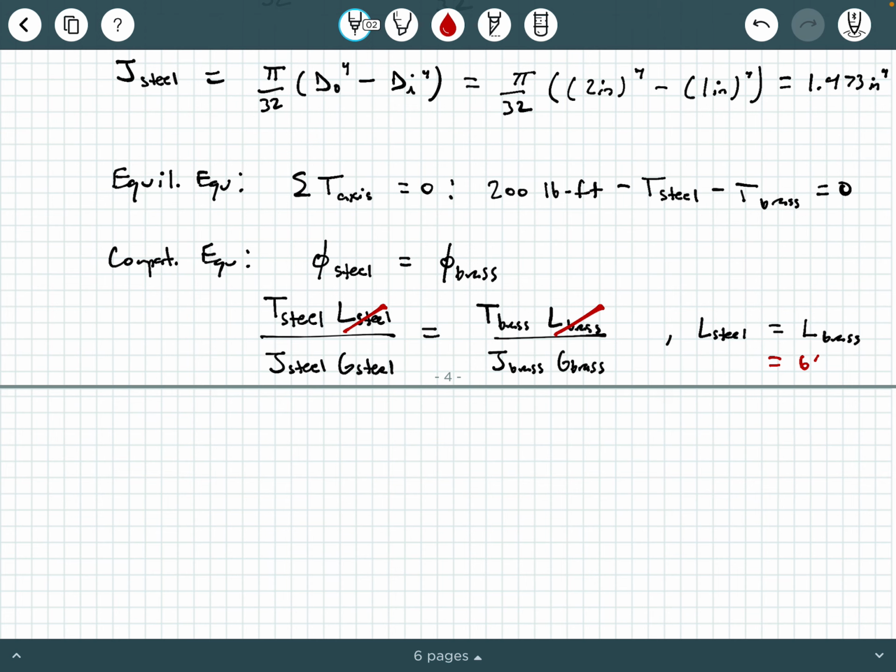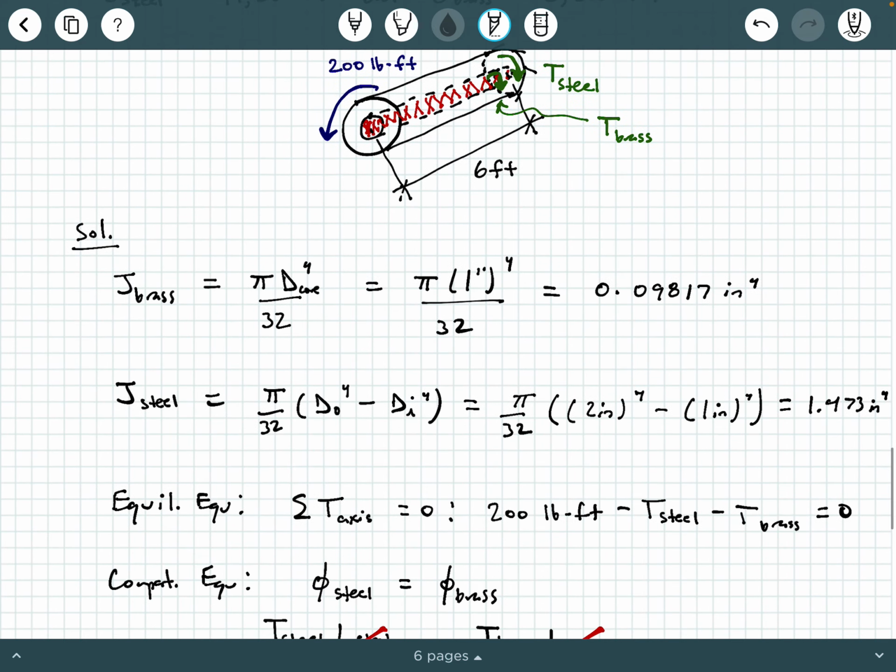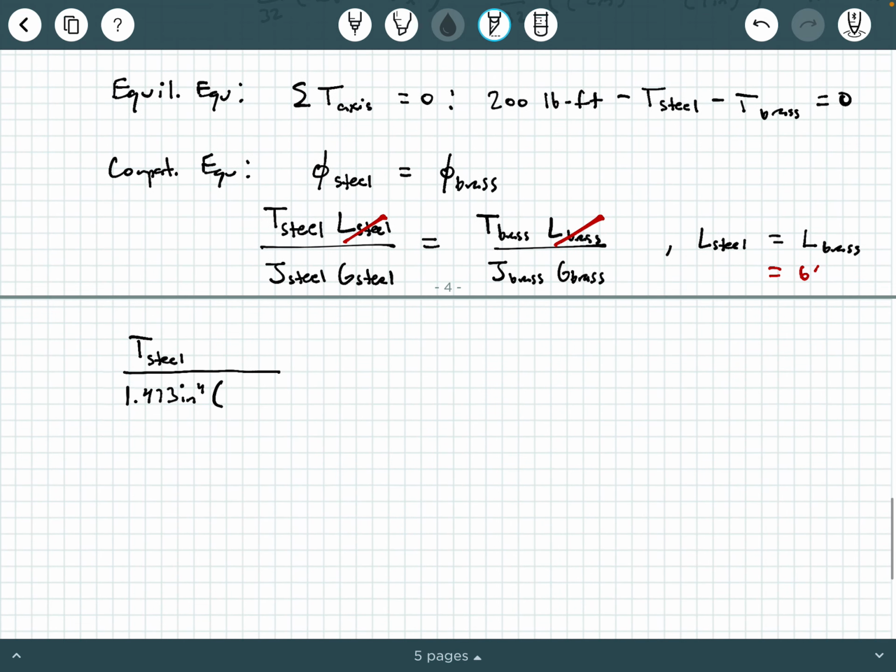So what do we do next? Well, now we're ready to substitute our known values in. So I'm going to say T steel divided by J steel times G steel. So J steel we calculated a few minutes ago. That's the 1.473 inches to the fourth. And then G steel was given to us here as 11,500 KSI, okay?